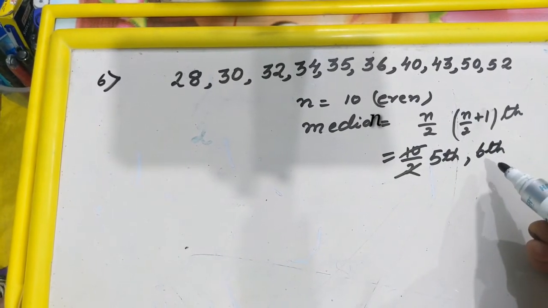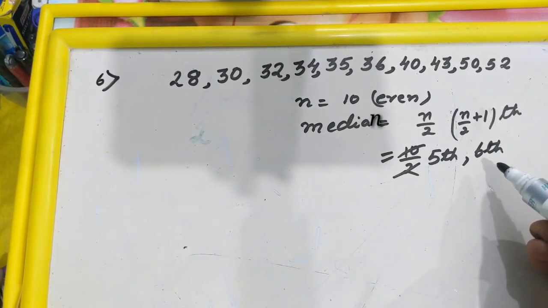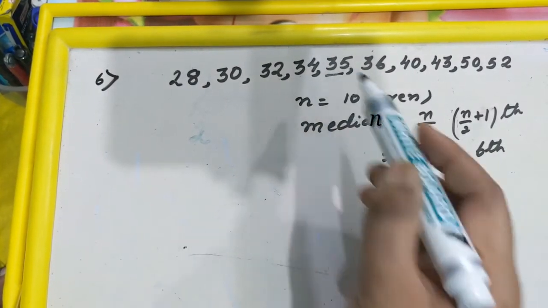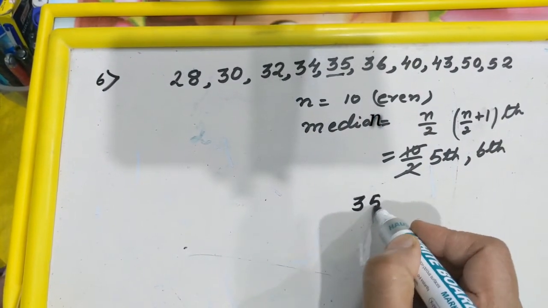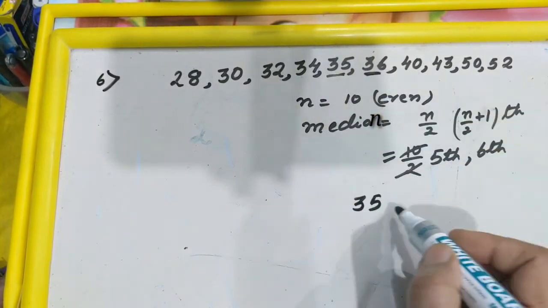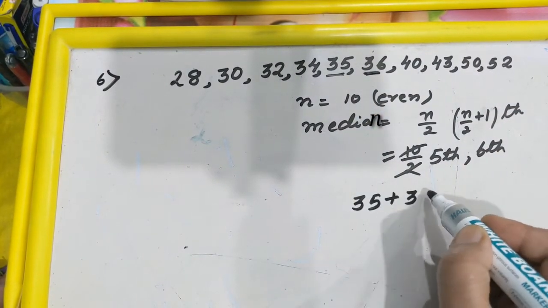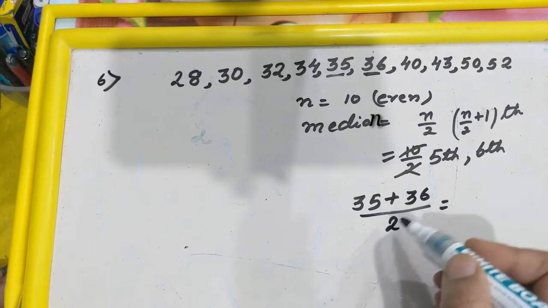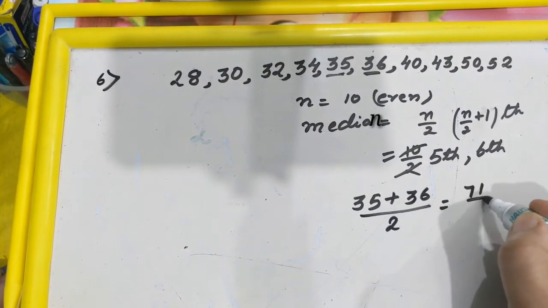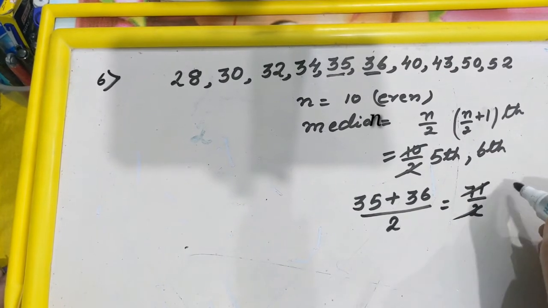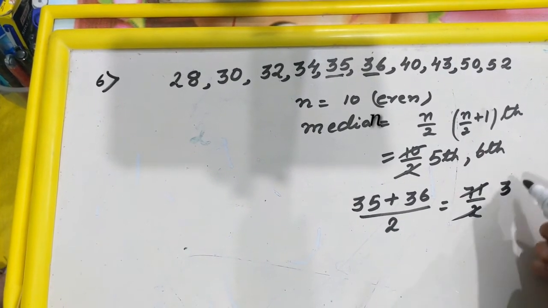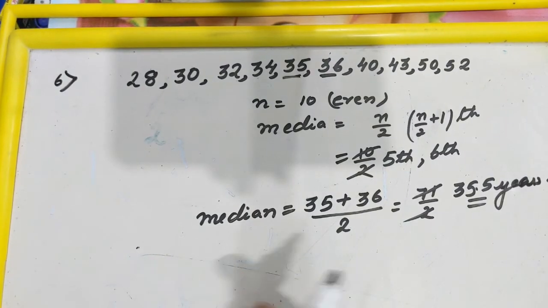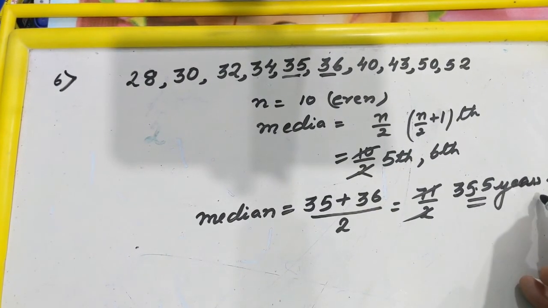So let us take out the two terms from the set of data. First, second, third, fourth, fifth. So the 5th term is 35 and the 6th term is 36. Their mean is the sum of observations upon the number of observations, so it's equal to 71 by 2, that is 35.5. Hence the median is 35.5 years. Clear, children?